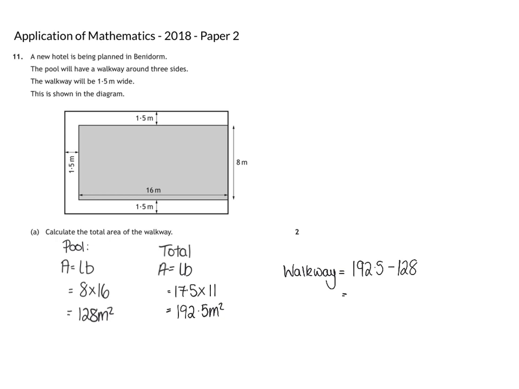Give me a second while I work this out on my calculator. I am doing this as I go, I promise. Right, so we get 64.5 square metres.